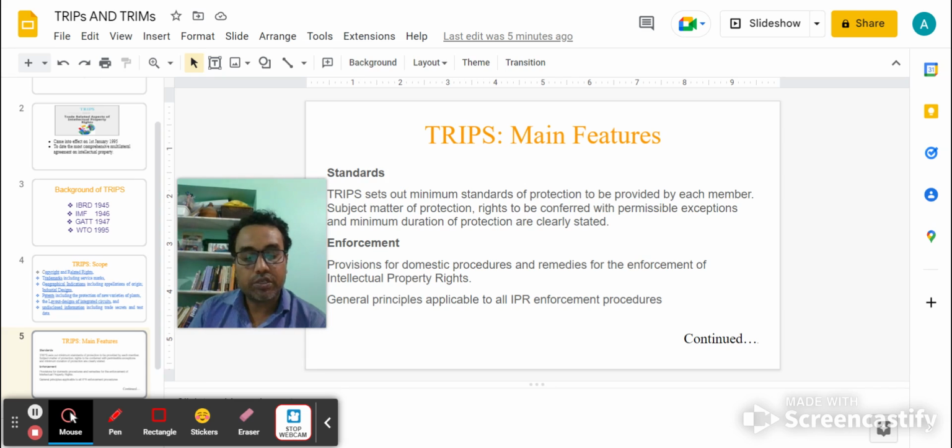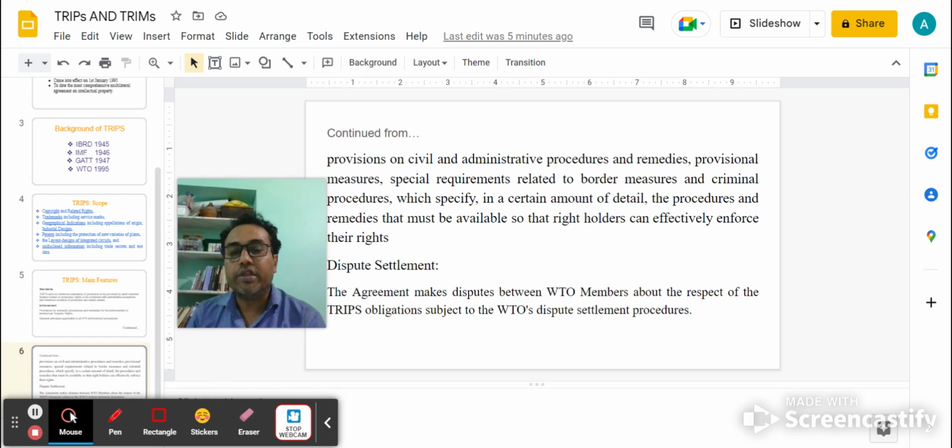Then enforcement. The second main set of provisions deals with domestic procedures and remedies for the enforcement of intellectual property rights. The agreement lays down certain general principles applicable to all IPR enforcement procedures. And then dispute settlement. The agreement makes disputes between WTO members about the respect of the TRIPS obligations subject to the WTO's dispute settlement procedures.